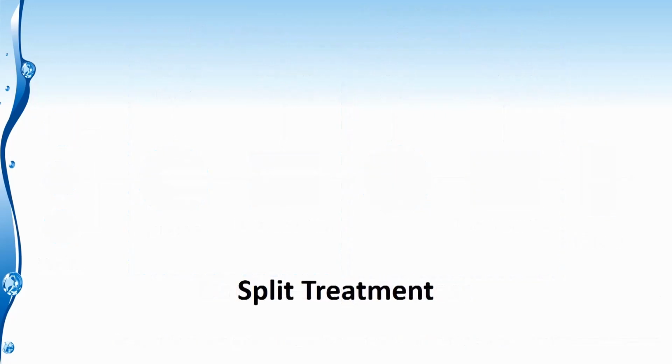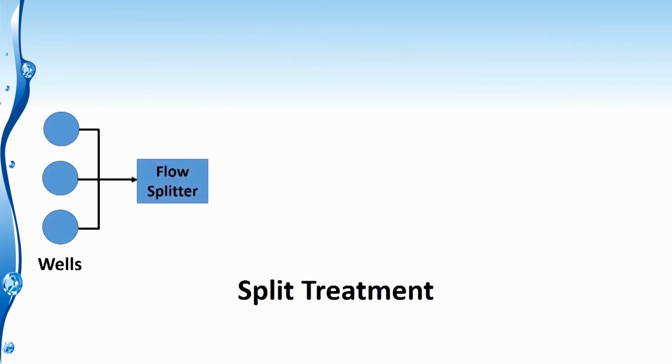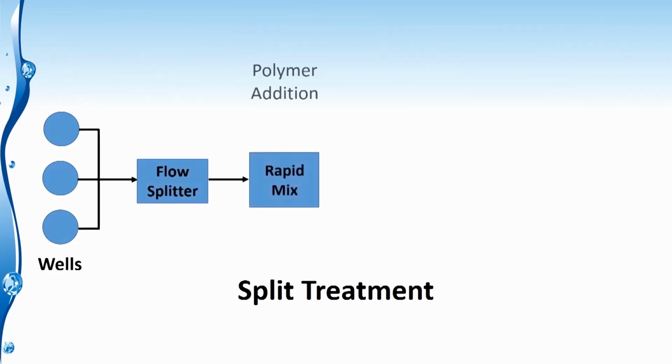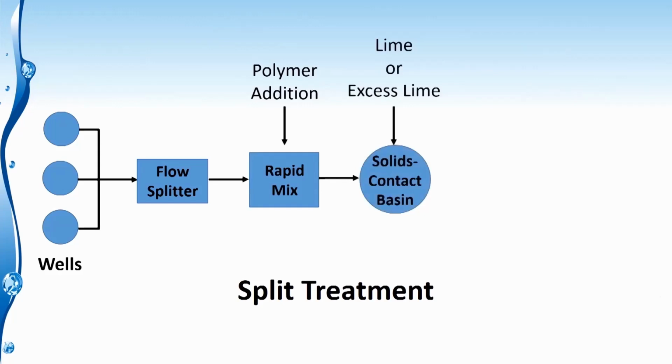This last method is called split treatment. This is a variation of the softening process intended to reduce chemical usage. And it's basically you're just splitting your flow stream. So assuming we have some wells, some groundwater that's hard, it'll flow into a flow splitter. And from there, it'll go one of two places. It'll go into the rapid mix, where we add some polymer or some type of coagulant, and then into a solids contact basin, where we add lime or excess lime, depending on what our treatment objectives are. And then it'll flow from there into the next process.